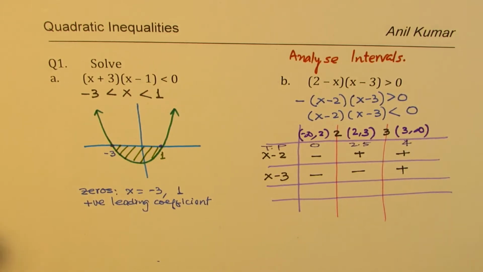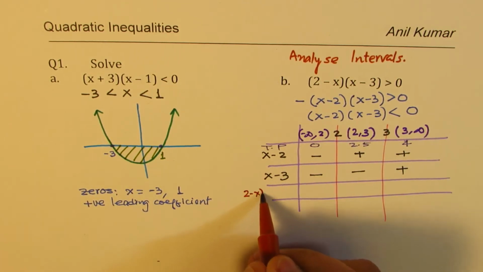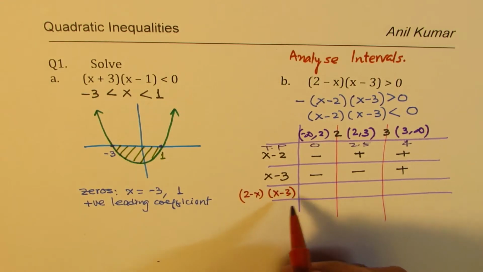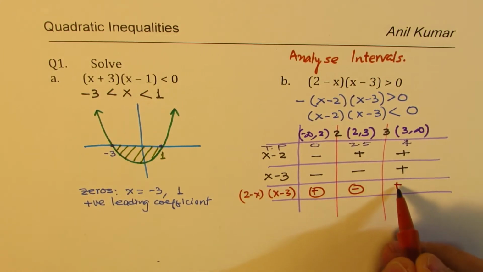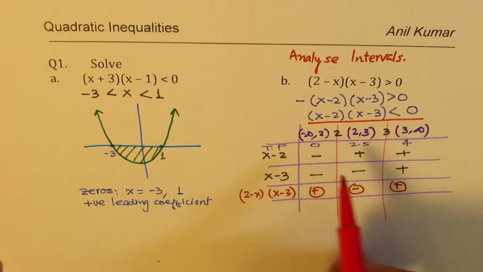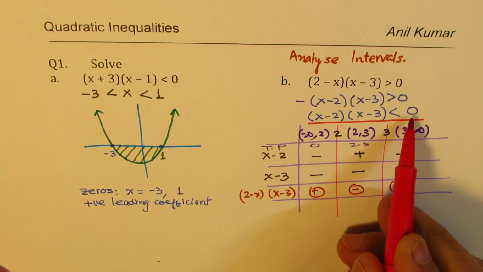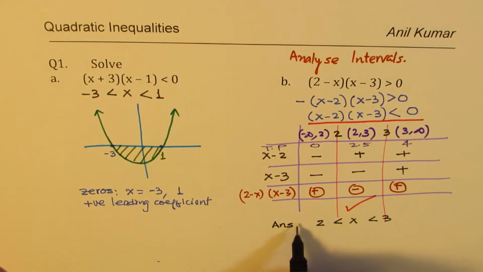So now the product of this particular function, which is 2 minus x times x minus 3, is going to be positive because of two negatives, and this is going to be negative, and here it is going to be positive. Since we are interested in the equation where these factors when multiplied should be less than 0, meaning negative, that becomes our answer between 2 to 3. So we get the value of x as greater than 2 but less than 3. Is that clear to you? So that is the answer for this particular question.